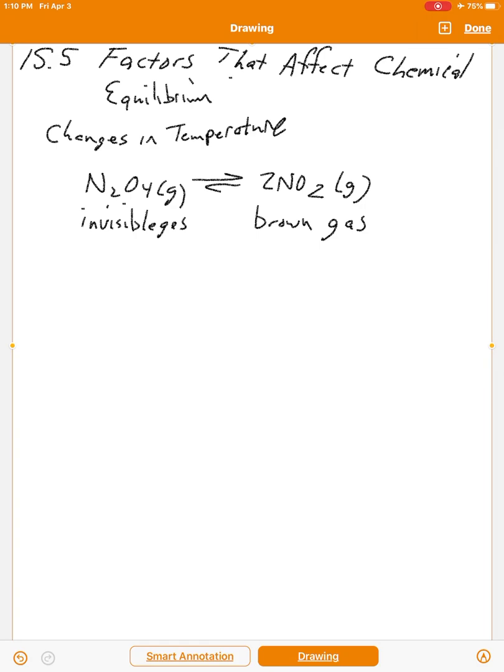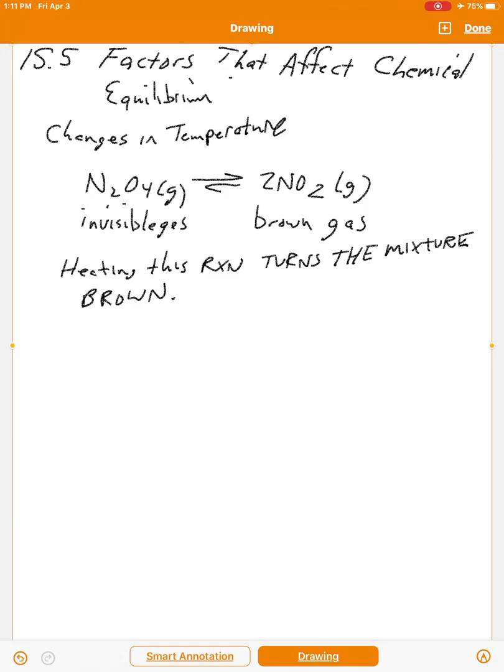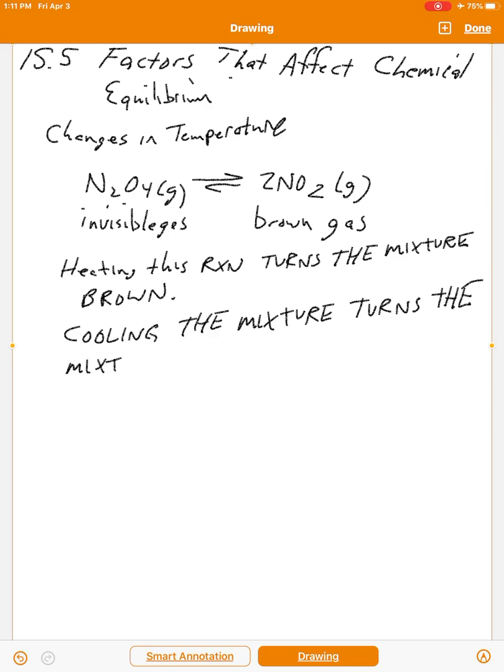And so here's what happens. It turns out that if you look at this particular reaction, heating this reaction turns the mixture brown. It turns brown if you heat it. Cooling the mixture turns the mixture clear.